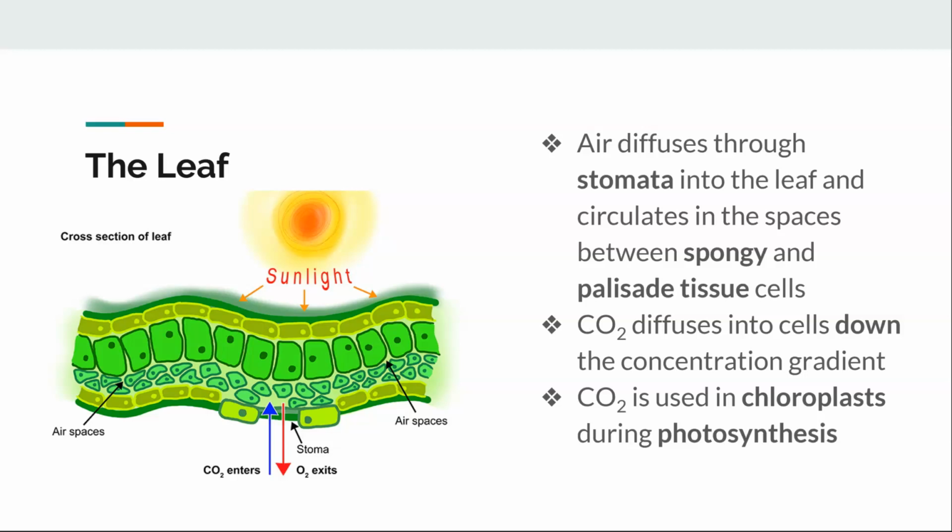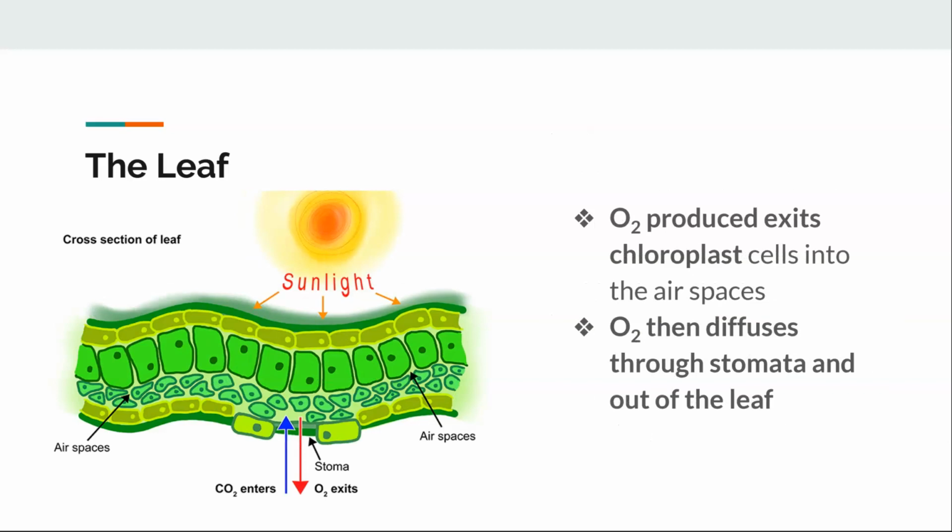Recall that air diffuses through the stomata into the leaf and circulates between the spaces in the spongy mesophyll and the palisade tissue, and then carbon dioxide diffuses into cells down the concentration gradient and is used in the chloroplasts during photosynthesis. During photosynthesis, oxygen is produced, exits the chloroplast cells into the air spaces, and diffuses through the stomata and exits the plant.